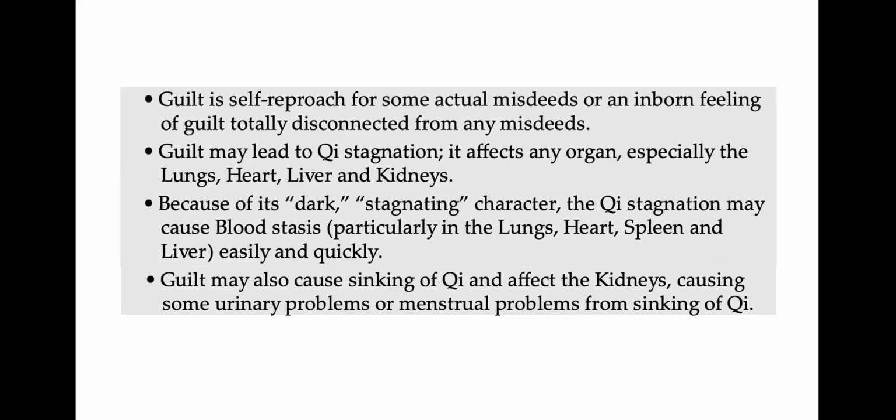Guilt may lead to chi stagnation. It affects any organ, especially the lungs, heart, liver, and kidneys. Because of its dark, stagnating character, the chi stagnation may cause blood stasis, particularly in the lungs, heart, spleen, and liver, easily and quickly. And guilt may also cause sinking of chi and affect the kidneys, causing urinary problems or menstrual problems from sinking of qi.